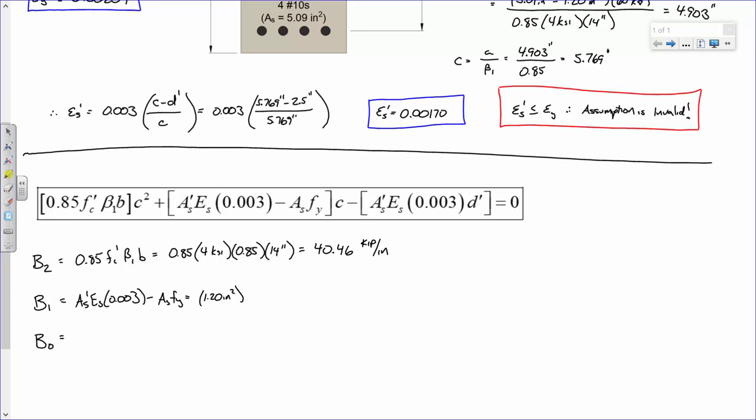Okay, now ES, what's that? There we go. Exactly. 29,000 KSI. And then 0.003 minus, now I can see this one. This one's 5.09 square inches, and this is 60 KSI. And what do you get?